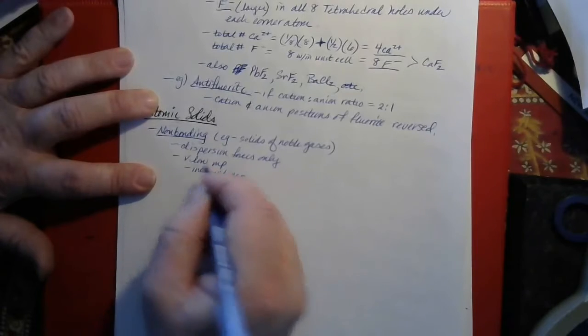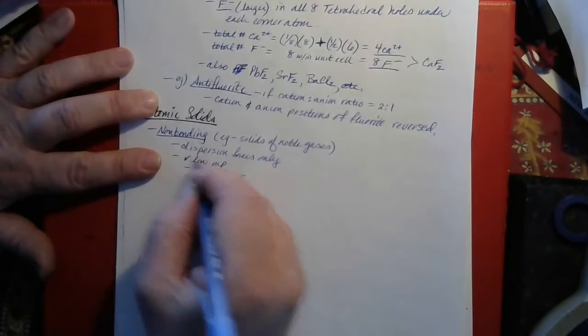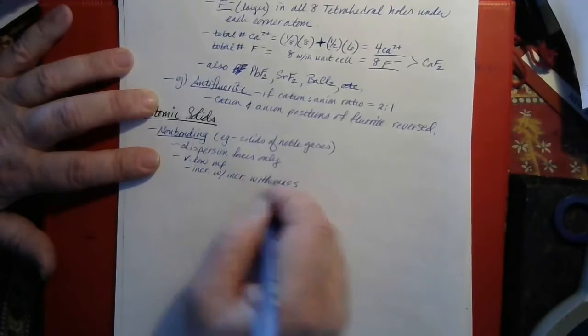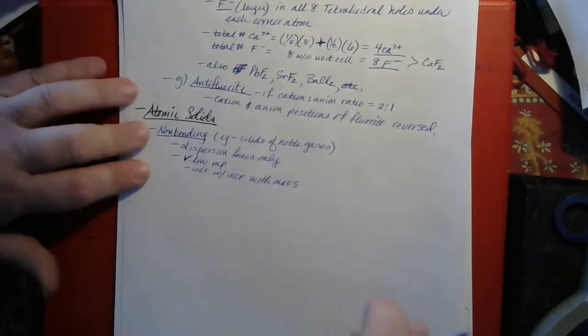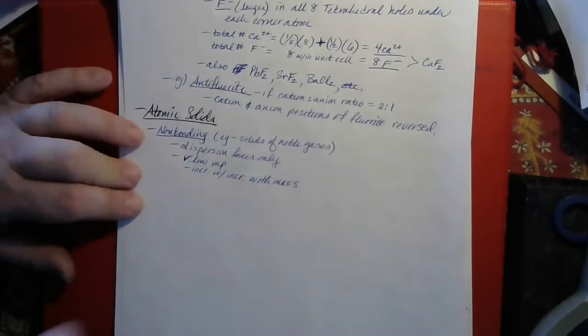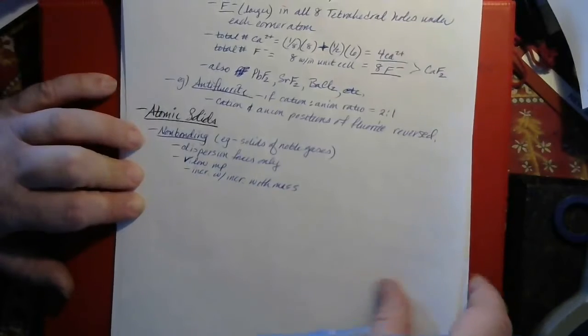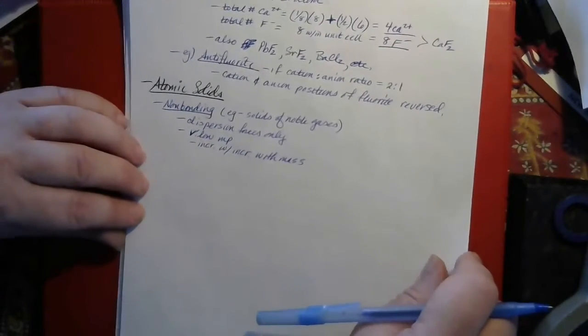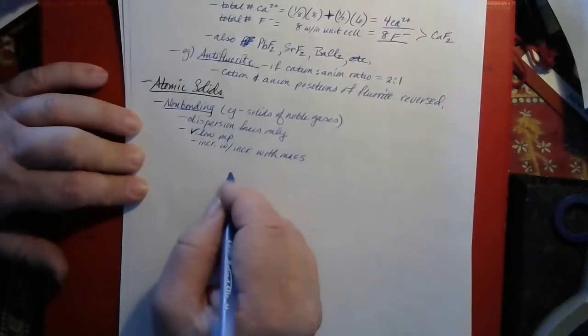The melting points, though, increase with mass. And so xenon, being the heaviest of the noble gases, is the one that's easiest to turn into a solid, but the others can be as well under fairly extreme conditions.